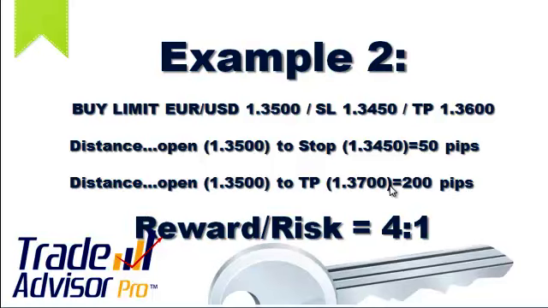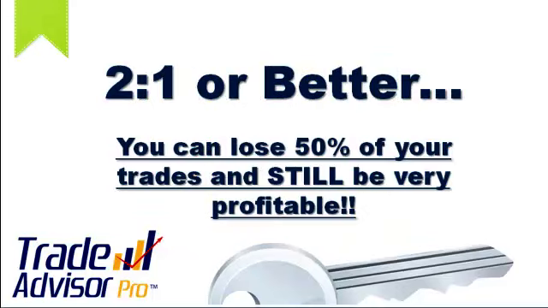In this example, our reward to risk is 4 to 1. Now that's killer. Now if you can stay at 3 to 4 to 1, you are kicking butt. Harder to find, but at least stick with 2 to 1. Now let me show you some other things here.